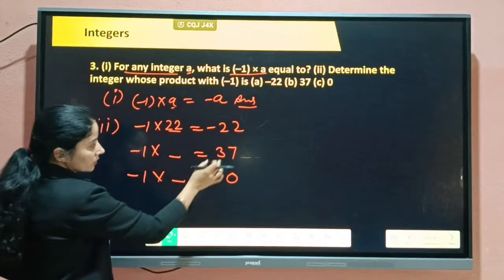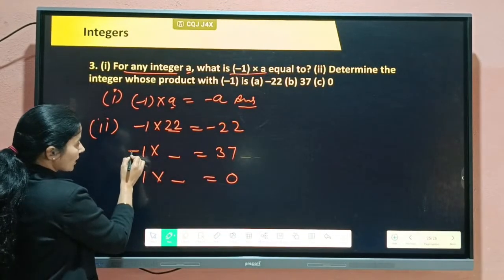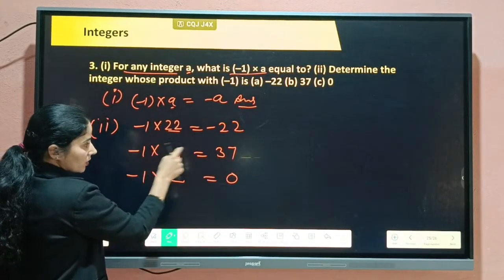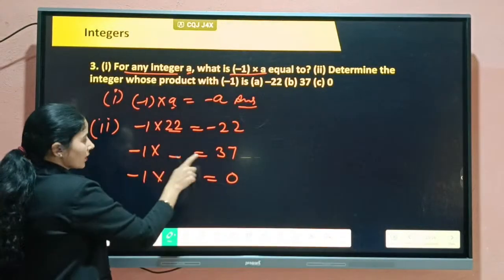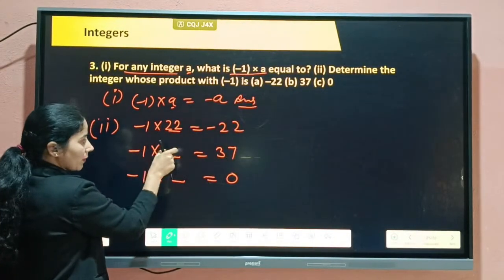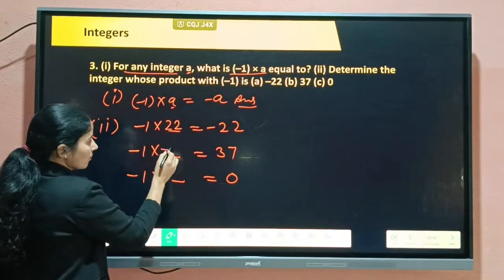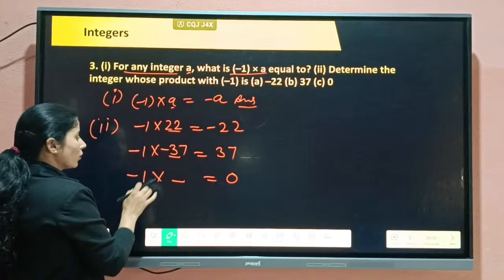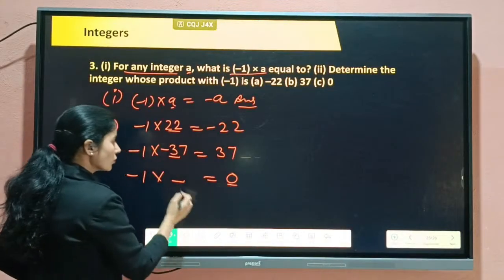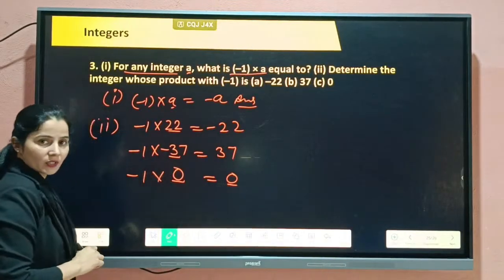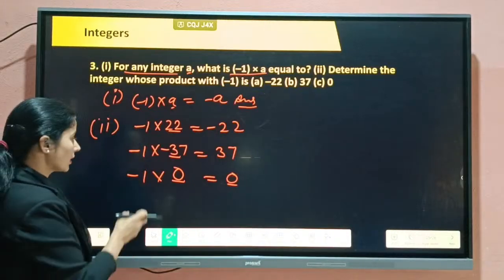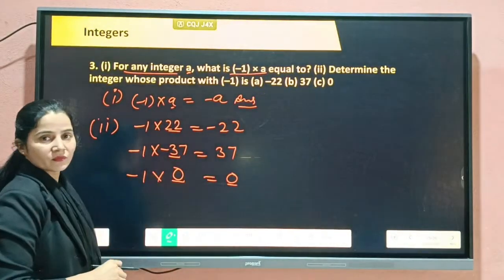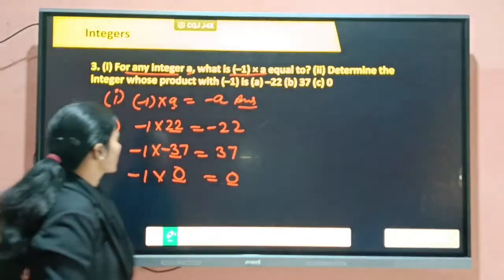Next question, this is 37. Minus times what is plus? It should be minus 37, since minus times minus 37 gives 37. And no need to think if your product is 0. You have to multiply your integer with 0, because multiplication with 0 will give us 0. This was question number 3.